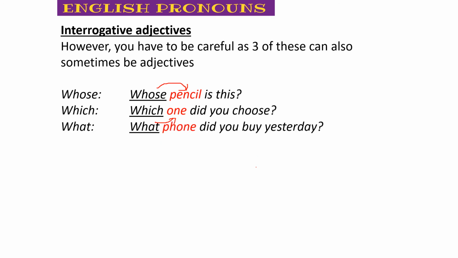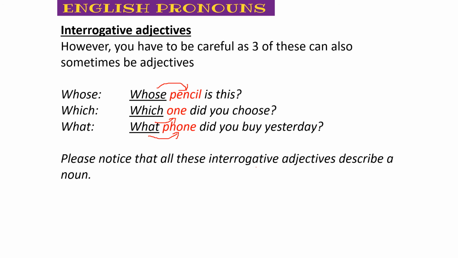Okay. What phone did you buy yesterday? What describes the phone. So you have to be careful. All 3 of these can be adjectives or pronouns in the interrogative group. Because if it's on its own, then it's an interrogative pronoun. If it's describing a noun, it's an interrogative adjective. So just be careful of those 3.